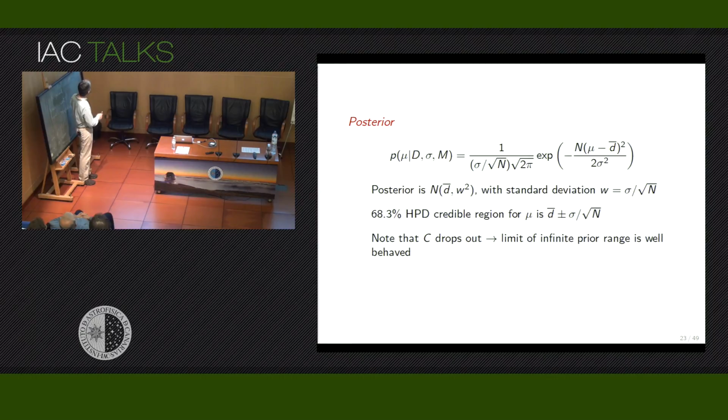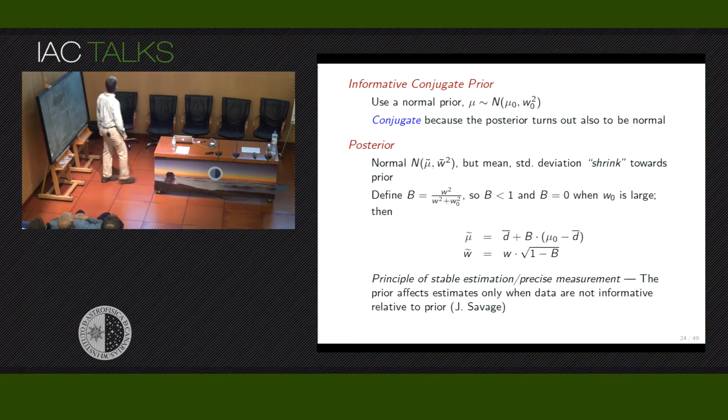So here's our posterior. It's just a Gaussian distribution for mu centered at d bar, but now with a width sigma over root n instead of sigma. So it's just a normal distribution. In that statistics notation, it's normal with mean d bar, and with some width w, that's sigma over root n. The 68% highest posterior density region is just the mean plus or minus sigma over root n. And so it's all pretty straightforward. But I just wanted you to see the algebra in detail.